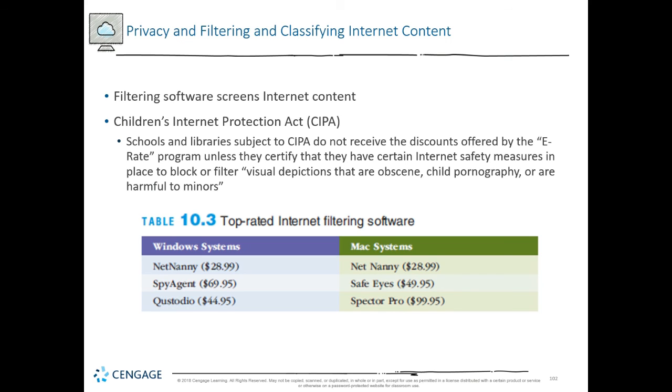Privacy in filtering and classifying Internet content. Filtering software screens Internet content. Children's Internet Protection Act, CIPA. Schools and libraries subject to CIPA do not receive the discounts offered by the E-rate program unless they certify that they have certain Internet safety measures in place to block or filter visual depictions that are obscene, child pornography, or are harmful to minors. Table 10.3, Top Rated Internet Filter Software.